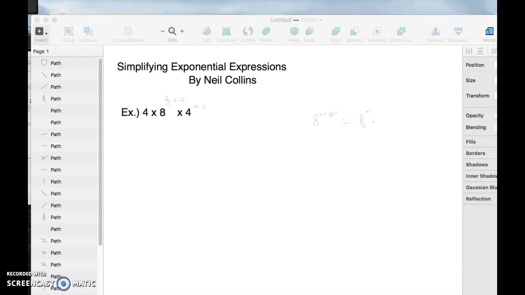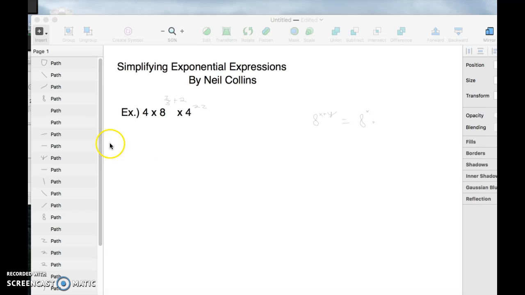Hello. Okay, so today we're going to be going over the lesson simplifying exponential expressions. I'm going to start off with an example problem and explain how the rules of simplifying exponential expressions apply to this specific problem. First off, the problem reads 4 times 8 to the z over 3 plus second power times 4 to the 2z power.